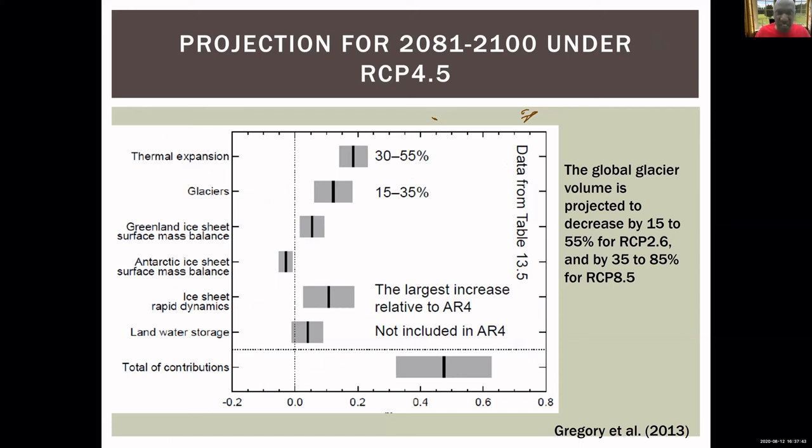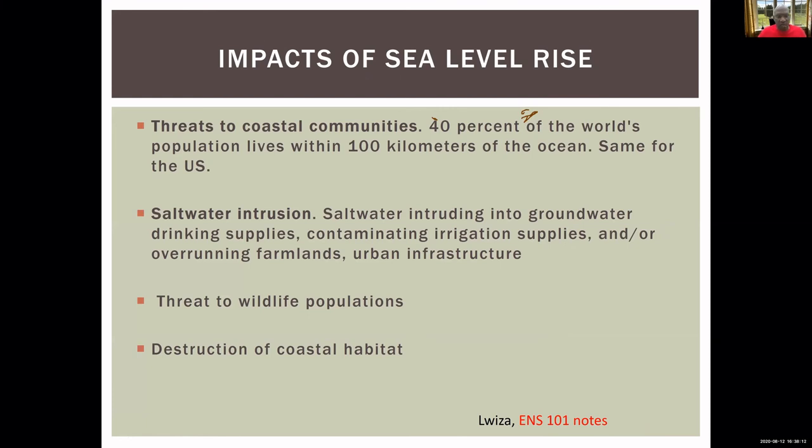The contributing factors which get us there are, one, the thermal expansion, as I said earlier, glaciers, and the melting of ice sheets, but you can see that the glaciers contribute the most to sea level rise. And so we have to worry about the warming of the climate. So take home messages here are that we have threats to coastal communities. And we know that 40%, almost half of the world's population lives within 60 miles from shore. And that doesn't change very much from the US statistics. It's very similar.